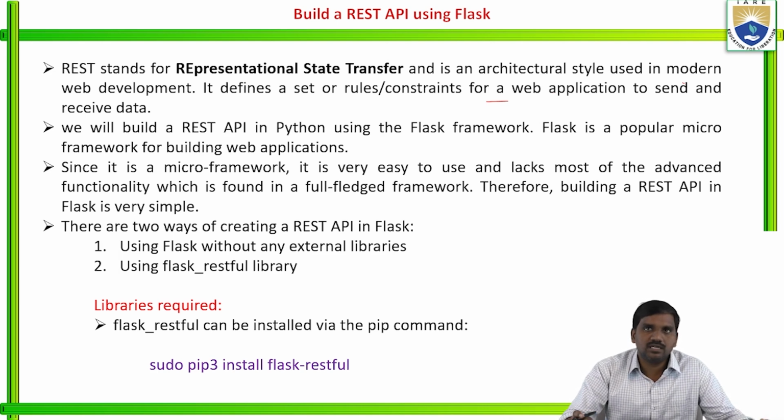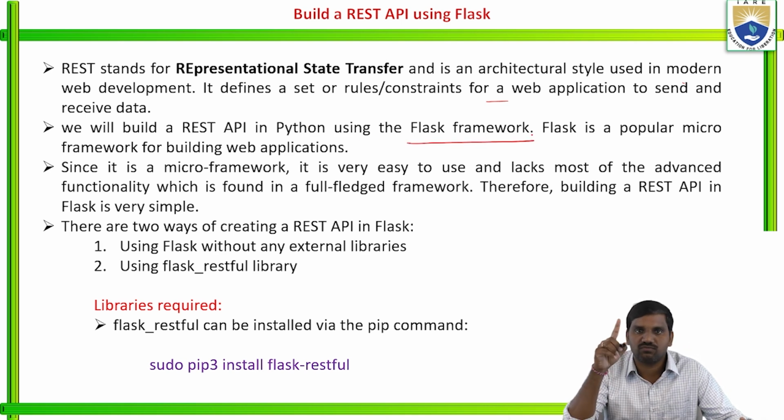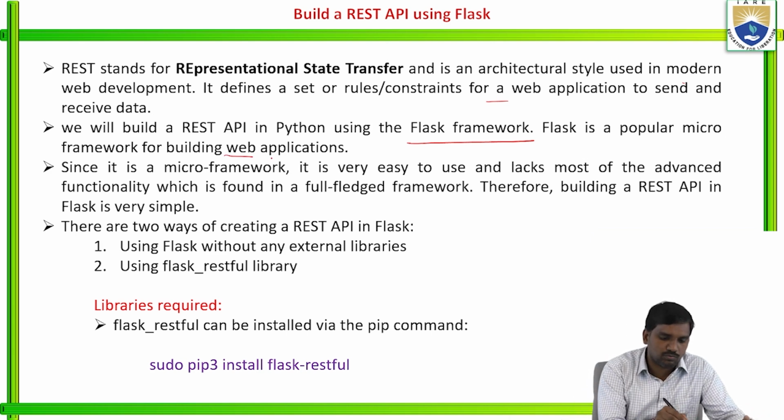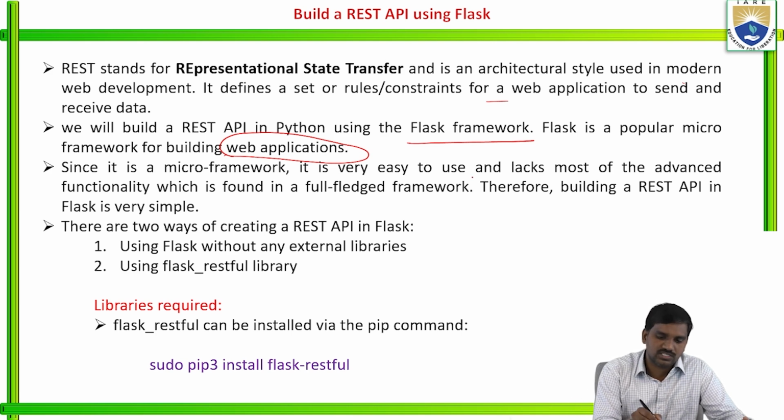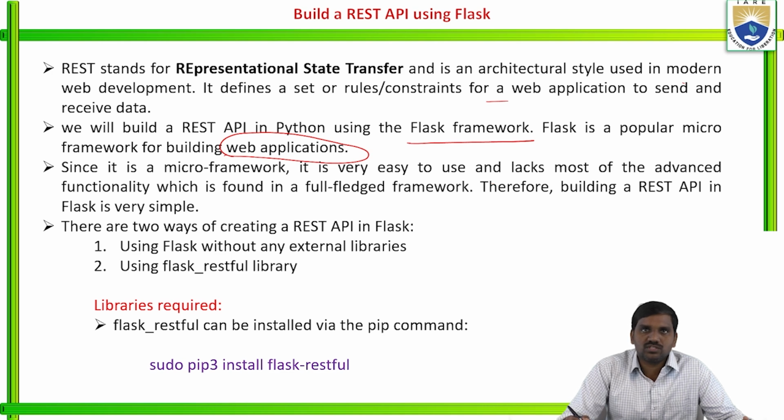We will discuss building a REST API in Python using the Flask framework. Here we talk only about Flask. We have different methods to build an API, but here we need only the Flask framework. Flask is a popular micro framework used to build web applications. In order to build web applications, we need different web APIs, and among those, Flask is one. Since it is a micro framework, it is easy to use. It lacks most of the advanced functionality found in a full-fledged framework. Therefore, building a REST web API with Flask is very simple.